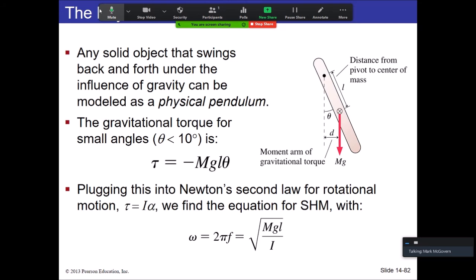So one thing that would be a good exercise to do here is to work this out. Start from what gravitational torque is, verify that this torque is true, set it equal to moment of inertia times alpha, rewrite alpha in terms of the second derivative, rearrange it so it looks like the equation of motion, and then you will see what sits in the front of that theta there.